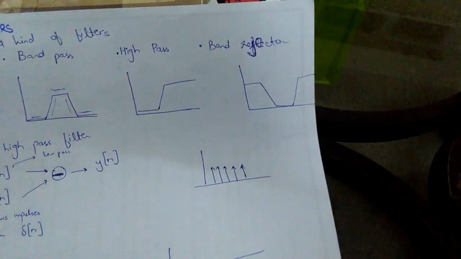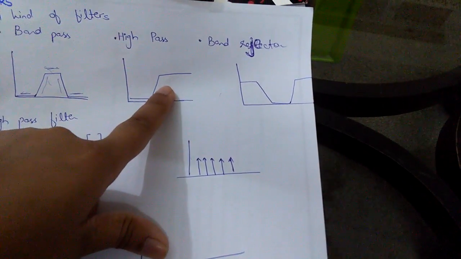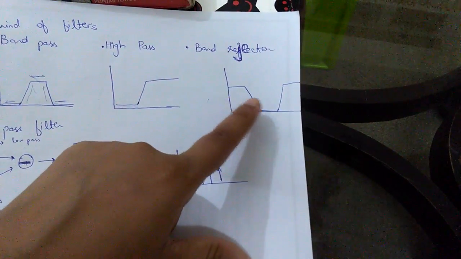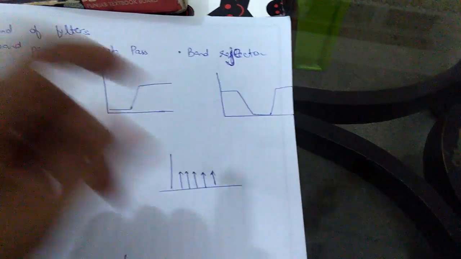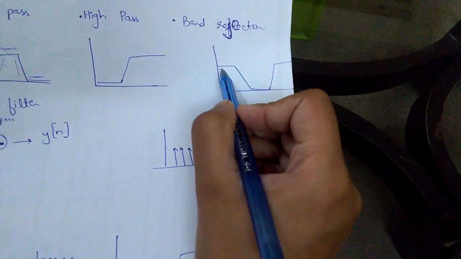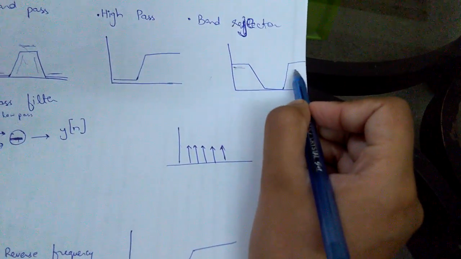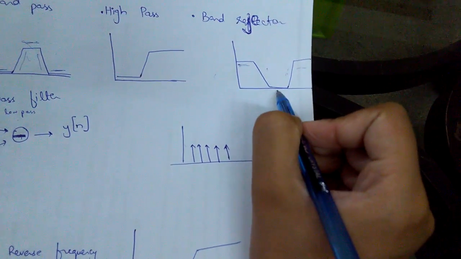Next is high pass. A high pass filter stops low frequencies and passes high frequencies, while a band rejector rejects certain frequencies. This is the pass band, this is the transition, and this is the rejector.